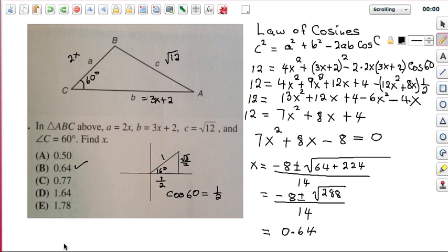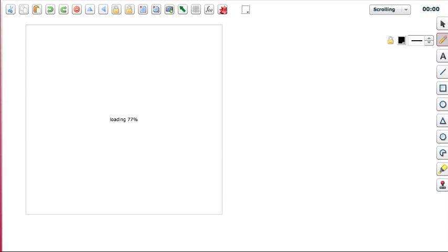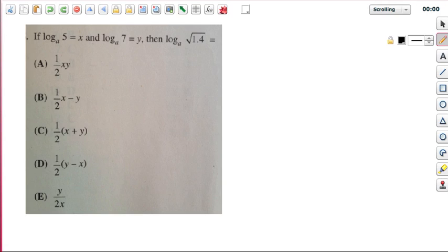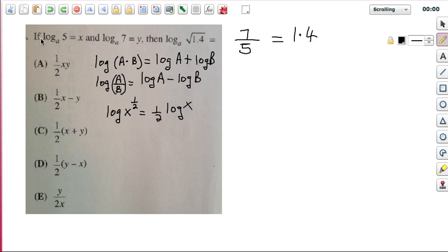Let's move on to the next question. Okay, pause your video and try this on your own. If log base a of 5 is x and log base a of 7 is y, then what is log base a of the square root of 1.4?